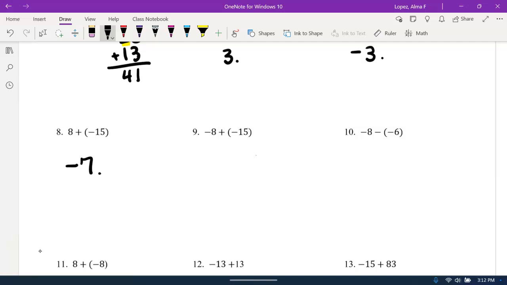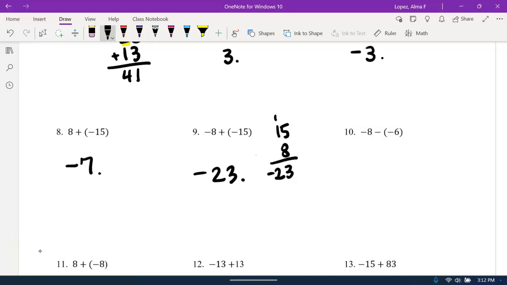-8 plus -15. Okay, we are adding two negative numbers. Two negative numbers, so we pretend that they're positive, or the absolute value of them. Add them together. 8 plus 5 is 13. Carry the 1. 1 plus 1 is 2. Because they're both negative and I'm adding them, the answer would be a -23.